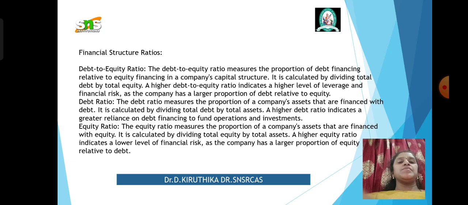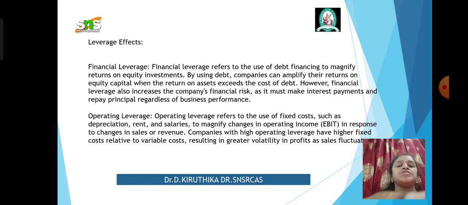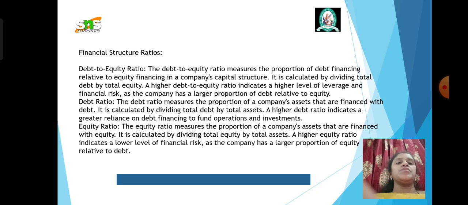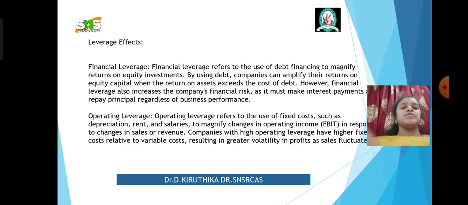It is calculated by dividing total debt by total assets. So the higher the debt ratio, it indicates the greater reliance on debt financing to fund operations and investment. Next is your equity ratio, which measures the proportion of a company's assets that are financed with equity. It is calculated by dividing total equity by total assets. So the higher the equity ratio, it automatically indicates a lower level of financial risk, as the company has a large proportion of equity relative to debt.